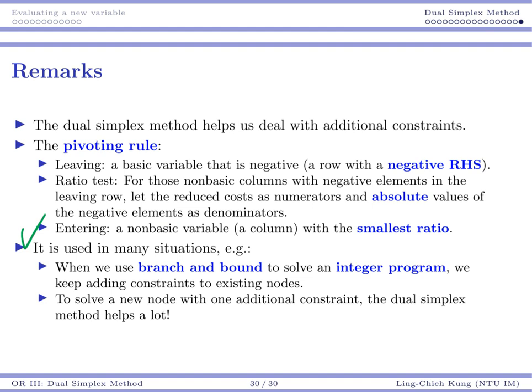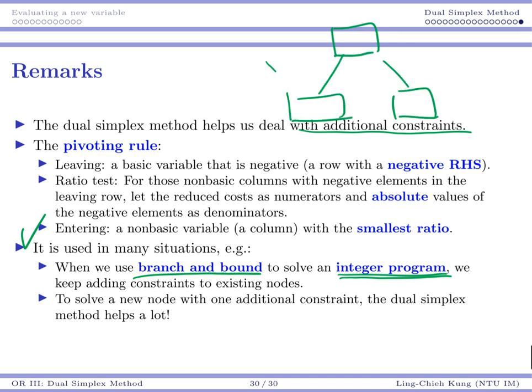The last thing I want to say is that dual simplex seems to be used just to deal with a new constraint, in sensitivity analysis, but actually it is used in many other situations. For example, when we try to solve an integer program, one very fundamental method is the branch and bound algorithm. When we do branch and bound, when we have a node, we're going to create two nodes by adding constraints. We add constraints continuously to create new nodes. Whenever we create a new node, we need to solve it, right?